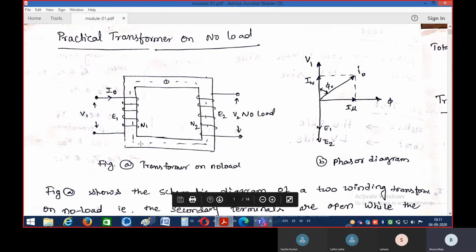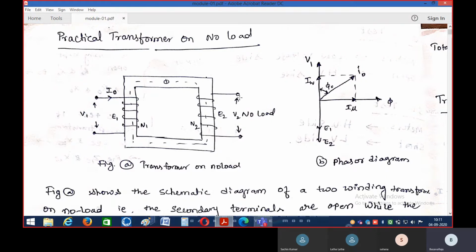So this is a diagram of the transformer, right? This is the transformer core. This is the primary winding. This is the secondary winding. Always to the primary winding we will connect the supply mains. Always to the secondary winding we will connect the load.